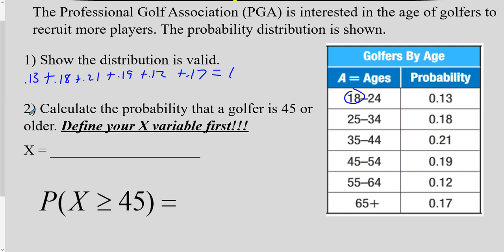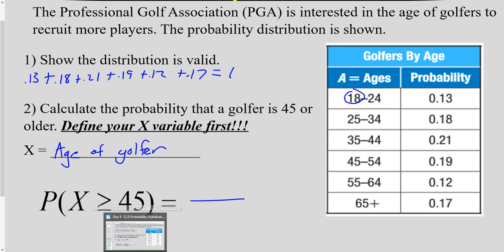Number 2, calculate the probability that a golfer is 45 or older. Define your x variable first. So we need to decide what x is going to be equal to. There's a little bit of hint down below, but x should probably be the age of a golfer. Okay, so that we can find the probability that x, or a golfer, is greater than or equal to 45.